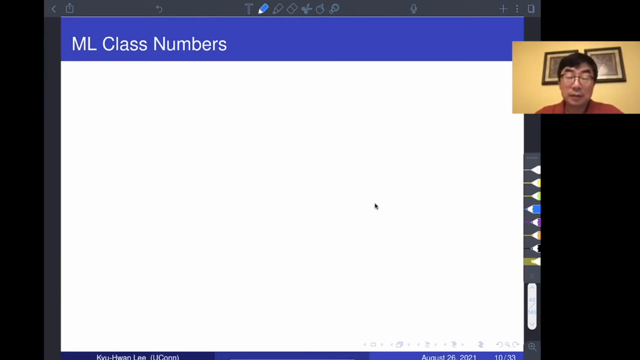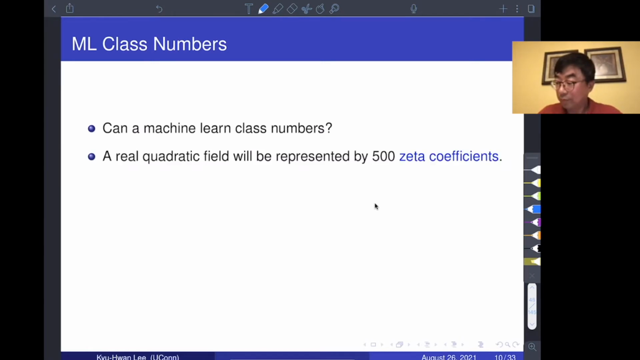And then we want to see if a machine can learn class numbers. Yeah, that's the question. So we have to present a real quadratic field to a machine. It will take a long time to teach all the information, but we'll simply present a real quadratic field by 500 zeta coefficients. And then we'll just show these coefficients to a machine.